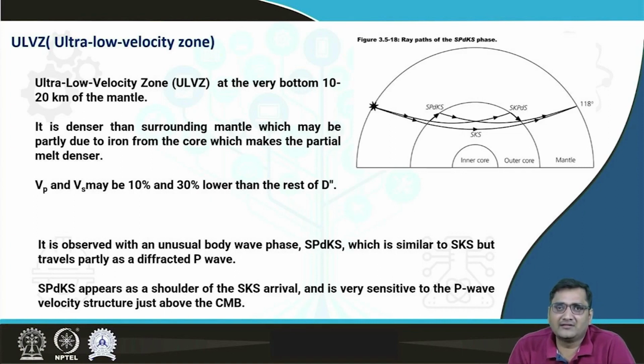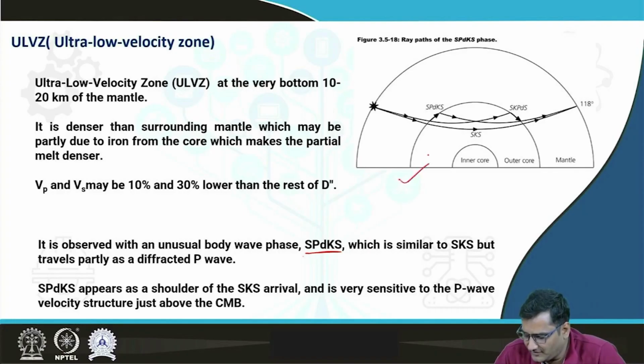And this region is considered to be denser than the surrounding mantle, which may be partly due to iron from the core having been induced into this ultra low velocity zone, which makes the partial melt denser in this region. The Vp and Vs are very slow, around 10% to 30% slower than the rest of the D double prime layer, and this ultra low velocity zone is observed with an unusual body wave phase, that is SPdKS, which is similar to SKS but travels partly as a diffracted P wave.